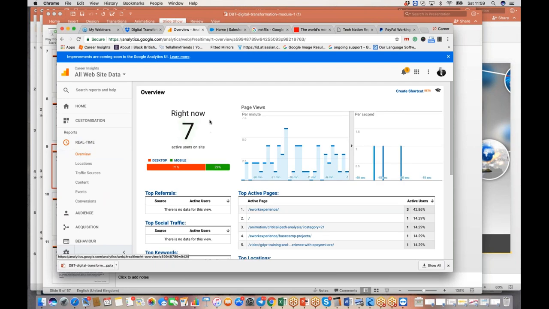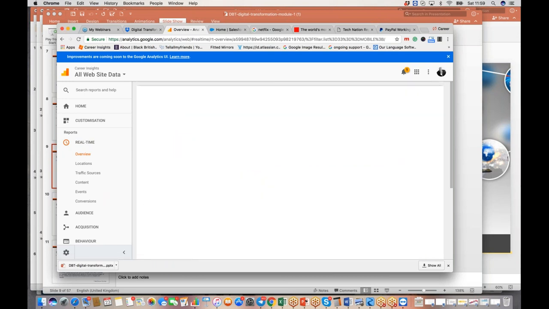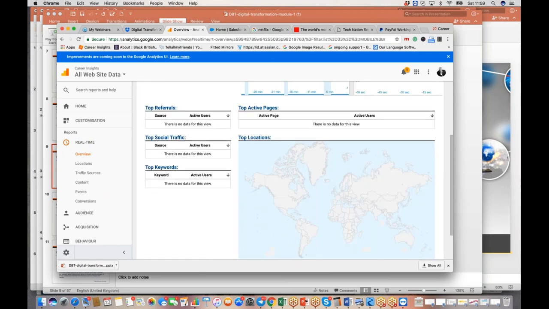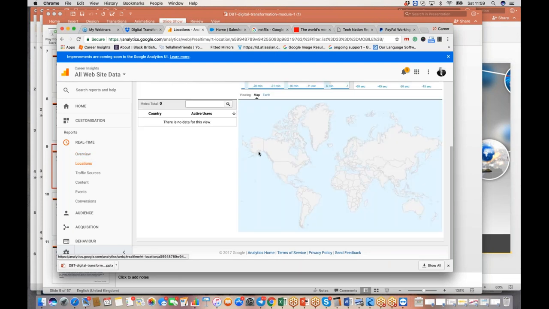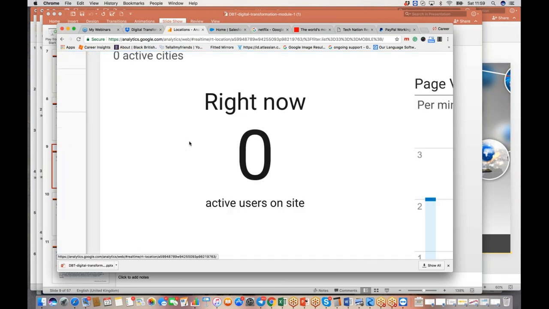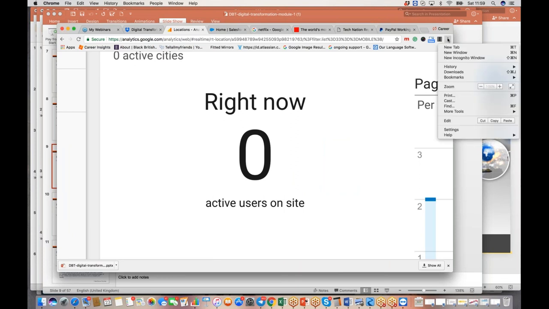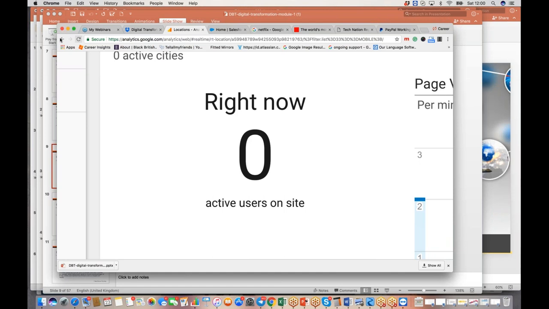Right now, there are 7 people on my website. 71% of them are using desktop, and 29% are using mobile. I can even dig deeper and find out what kind of mobile phones they are using. I can actually find out where they are coming from. I can go to location. Why is it not even showing me anything? Oops, sorry, I don't know why that happened. Let me just zoom back in. Let me go back.